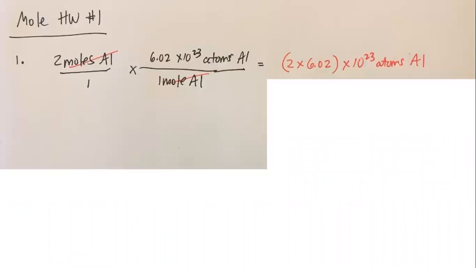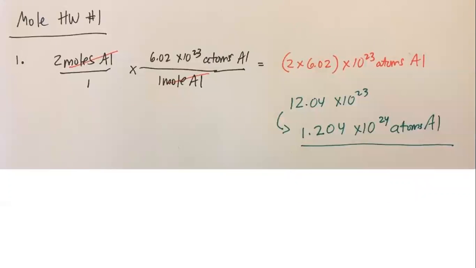And then mathematically, we end up with this bigger math problem, 2 times 6.02 times 10 to the 23rd. Now we're going to do the math in the front first, the 2 times 6.02, and then whatever that is, times 10 to the 23rd. And the answer is going to pop out to be 12.04 times 10 to the 23rd.